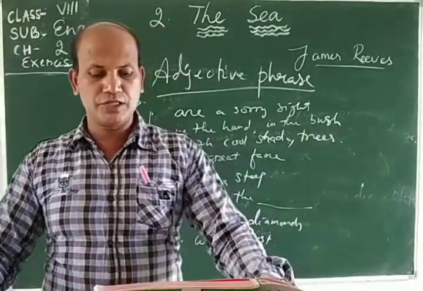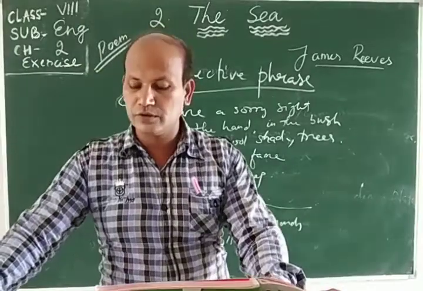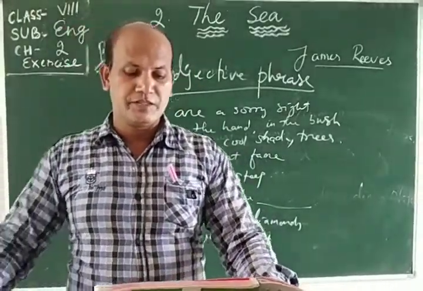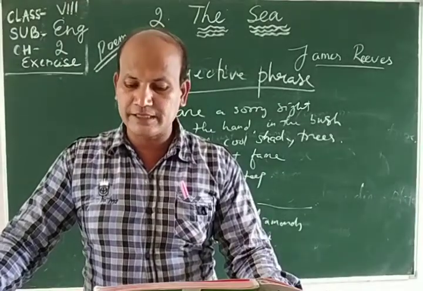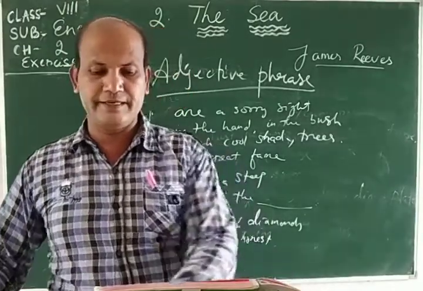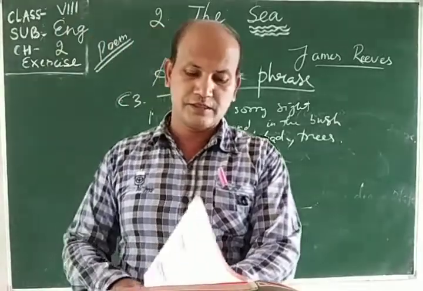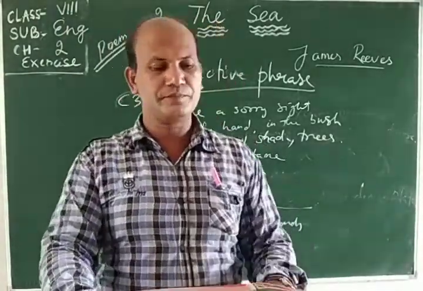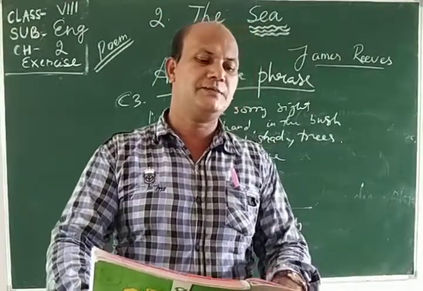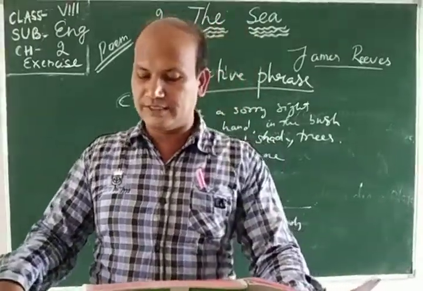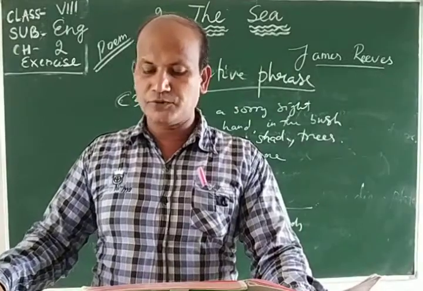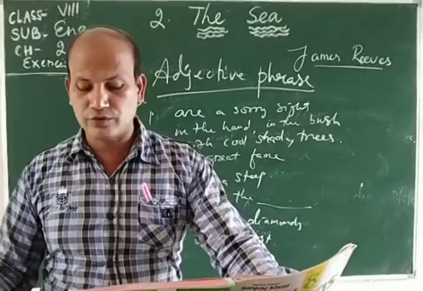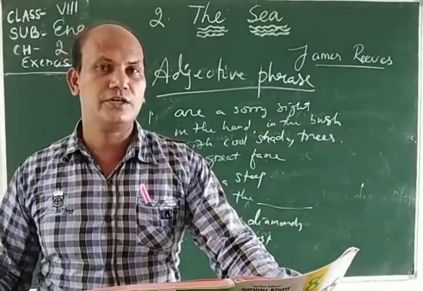Question number C4. The king wore a golden crown. Golden crown means made of gold. She wore a diamond necklace. Diamond necklace means made of diamond. This is the adjective phrase I am making from an adjective. Much has been said about the Swiss scenery. Swiss scenery means of Switzerland. Number 4, it was a horrible night. Horrible night means of horror.